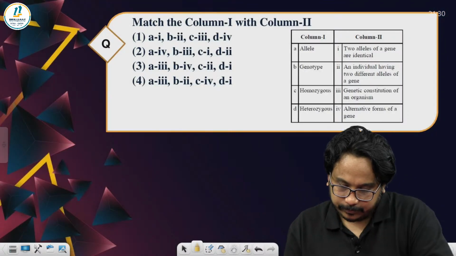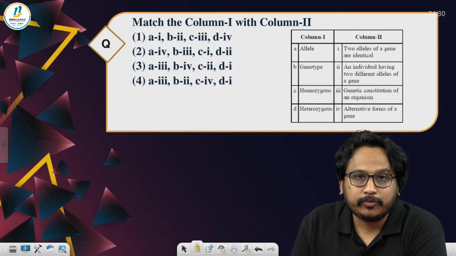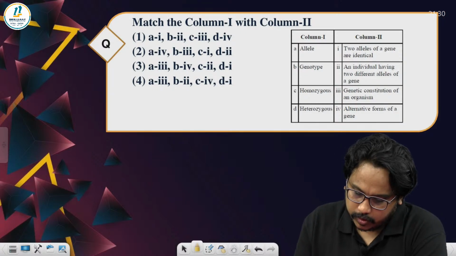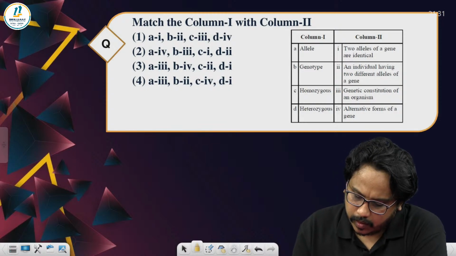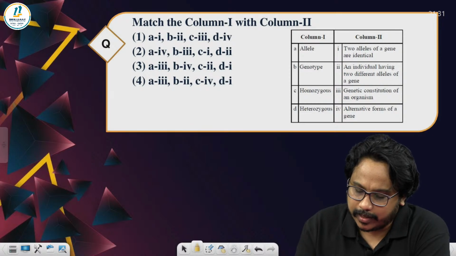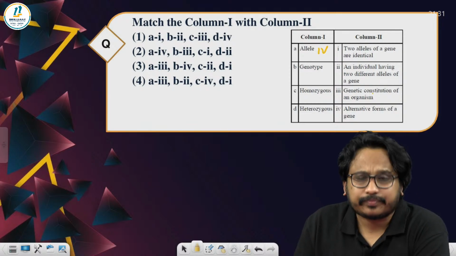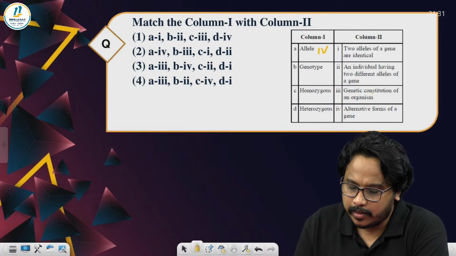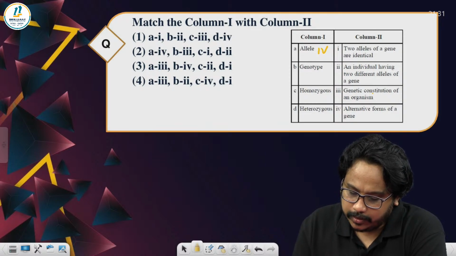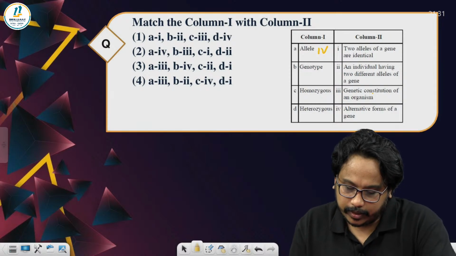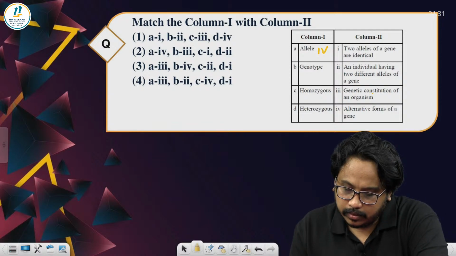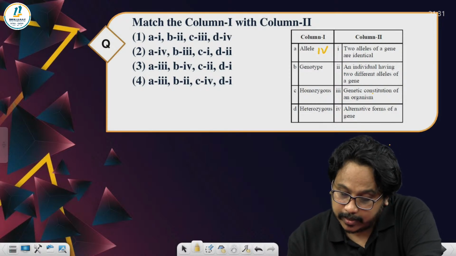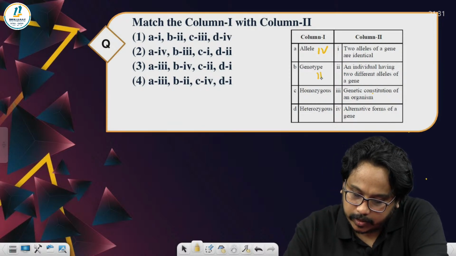Now next one, match column 1 with column 2. Alleles. So what are alleles? Alternating forms of a gene are actually called alleles. Already we discussed it. Genotype. Genetic composition of a character is called genotype. So that is actually genotype. If you are taking this genotype, you can see it will be having the genetic constitution of an organism. Genetic composition of an organism is actually called genotype.